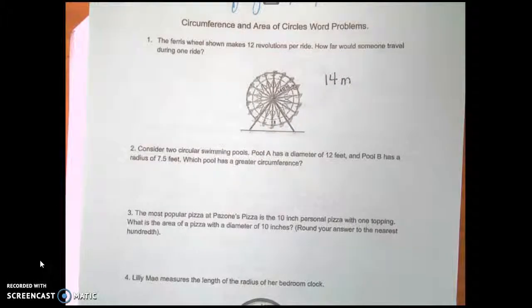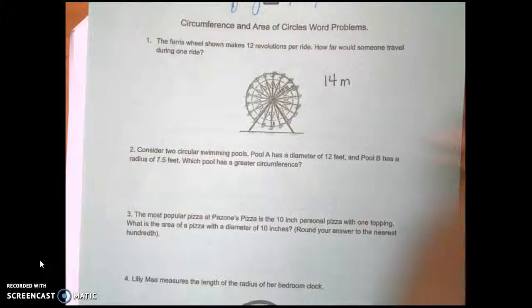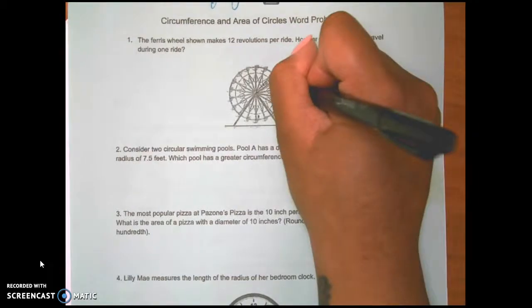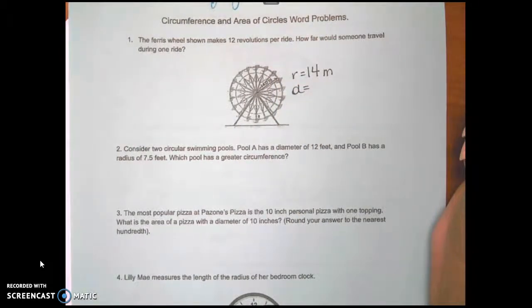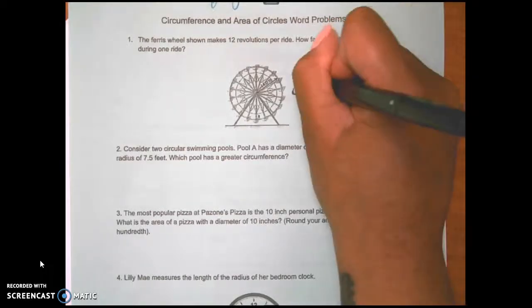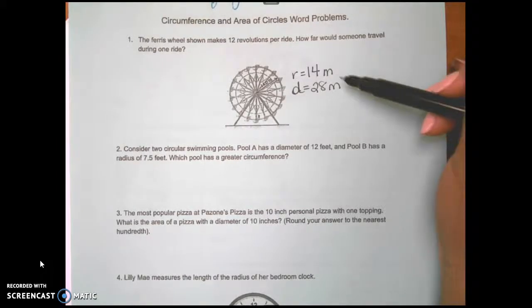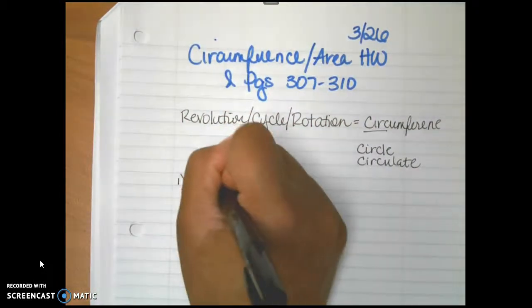What is 14 meters? What part of my circle? Is my radius. Good. What can I find from the radius? The diameter. How do I get from radius to diameter? Radius times 2. Multiply by 2. What's 14 times 2? 28 meters. How do I get from diameter to radius? What's the opposite of multiplying by 2? Dividing by 2. So on number 1, my radius is 14 meters.